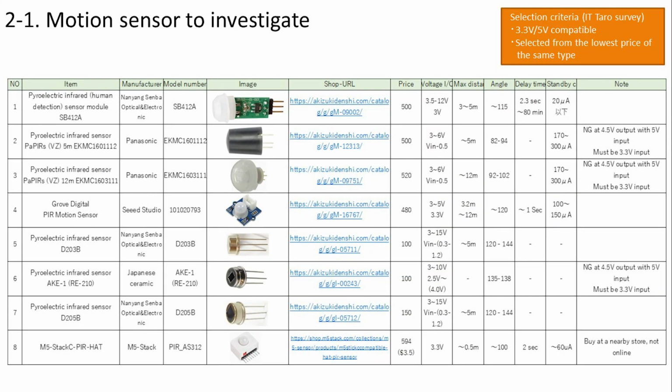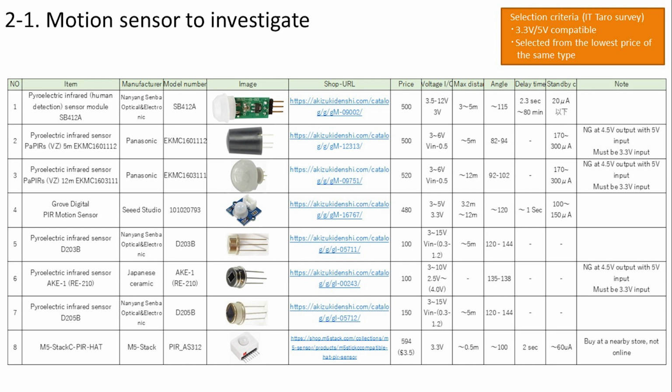Move on. Here is a list of motion sensors to be investigated. We choose from nearby stores and reliable mail order sites. We have excluded overseas mail order sites because there is a possibility that sensors that are not genuine products may be delivered. 3.3 volts or 5 volts can be used, and I chose the one with the lowest price.